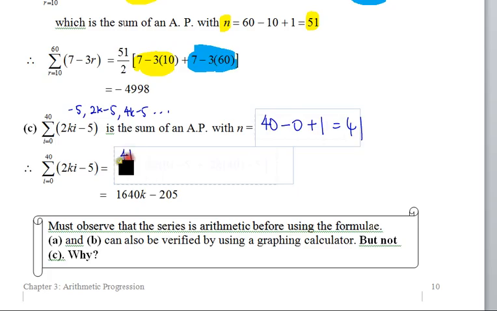Therefore, sum to 41 terms is this. I use first term, which is -5, plus last term, 2k times 40 minus 5. Correct, this is first term. This is last term. Alright, okay. Any questions? Am I going too fast? All okay?